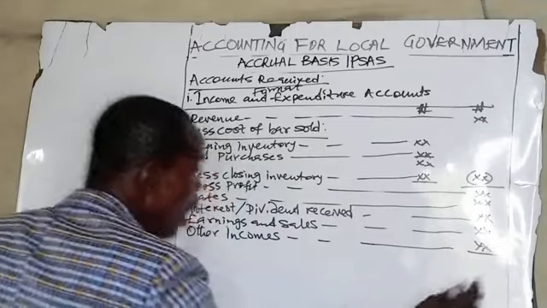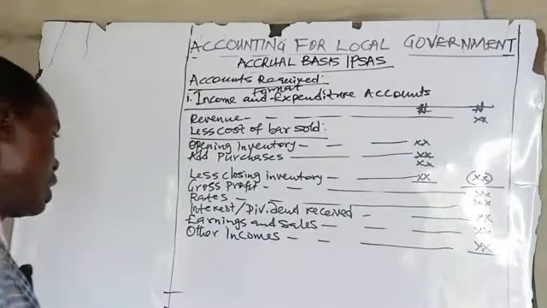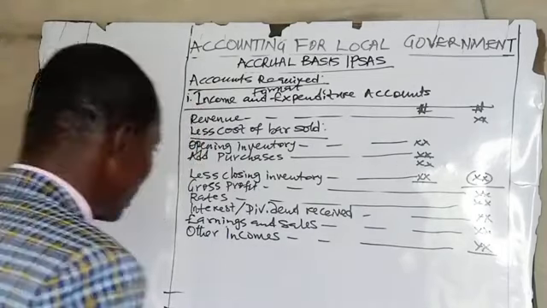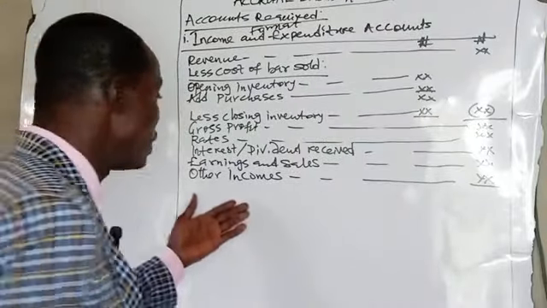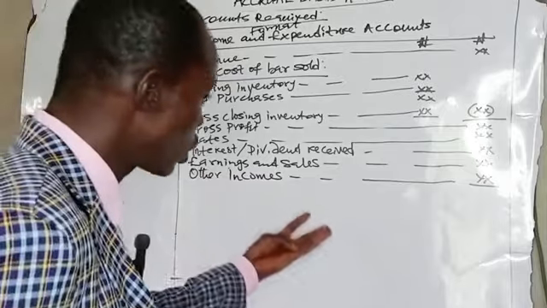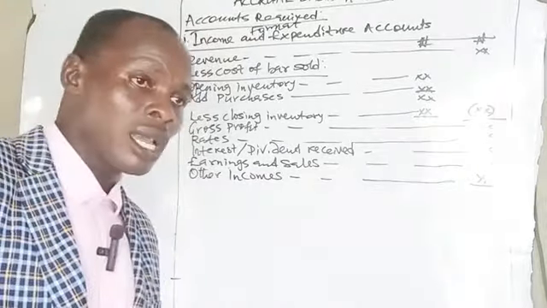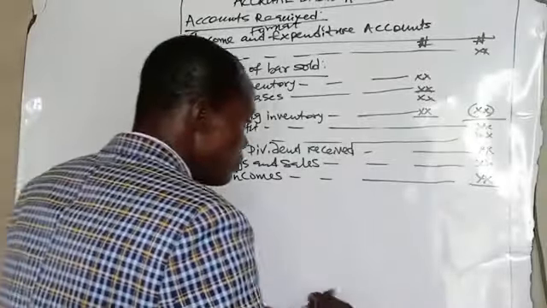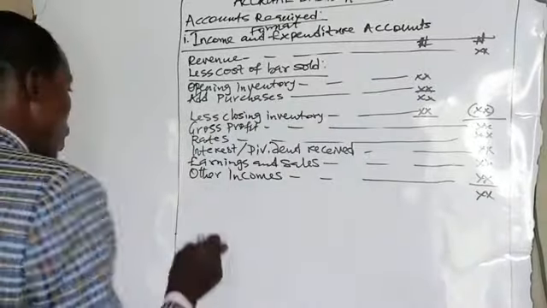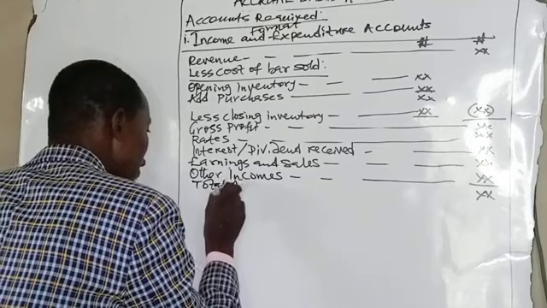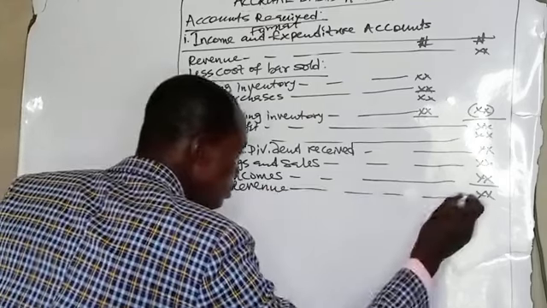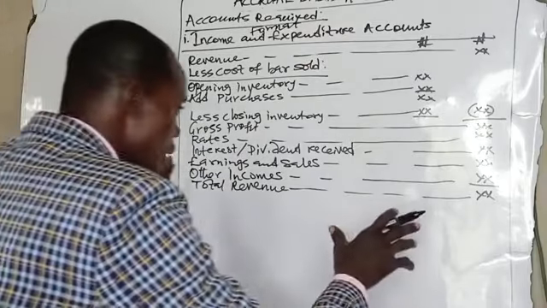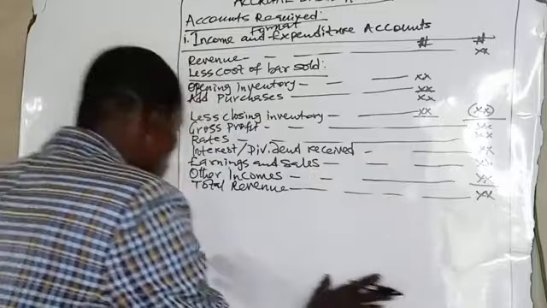I've given all these items of income in the first video, accounting for local government under cash basis, IPSAS. I categorized the income into three: the statutory source of revenue, the permissive source, and the incidental income. So any other income of the local government, you aggregate them, you have the total income or total revenue. For better understanding, watch my earlier video where I gave the breakdown of those incomes.